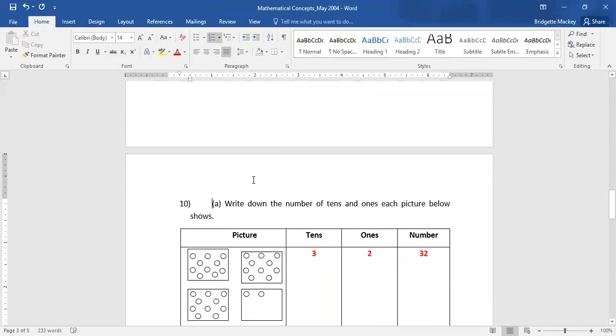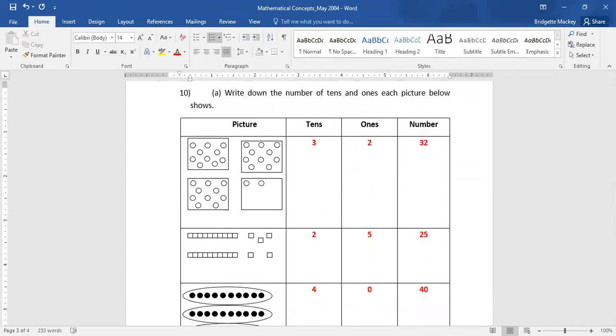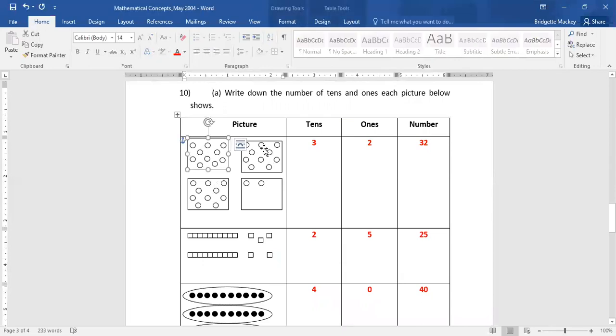And moving right along, we have another question here. Now this question is asking us to write down the number of tens and ones in each picture. So the first picture, we have 4 boxes, and 3 of the boxes have 10 circles. So the number of tens we have is 1, 2, 3, represented by the 3 boxes, each containing 10 circles. That's our 3. And then we have 1 box that has just 2 circles. So that represents our ones. So 3 goes in the tens column, 2 goes in the ones column. So the number, if you have 3 in the tens column and 2 in the ones column, our number is 32.